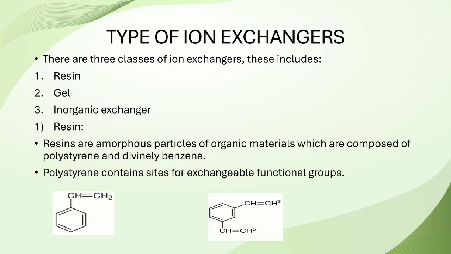Types of ion exchanger. These are the three types of ion exchanger, which include resin, gel, and inorganic exchanger. Resin: resins are amorphous particles of organic material which are composed of polystyrene and divinyl benzene. Polystyrene consists of sites of exchangeable functional group.